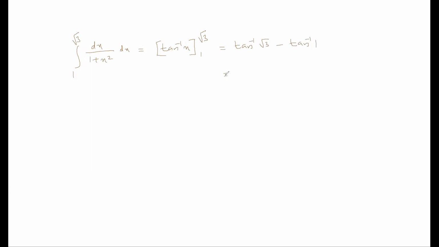Tan inverse root 3, that is pi by 3. So for inverse trigonometric functions, you have to find that value. Pi by 3 minus tan inverse 1, which is pi by 4. So which is 4 pi minus 3, that is pi by 12. That's the value.